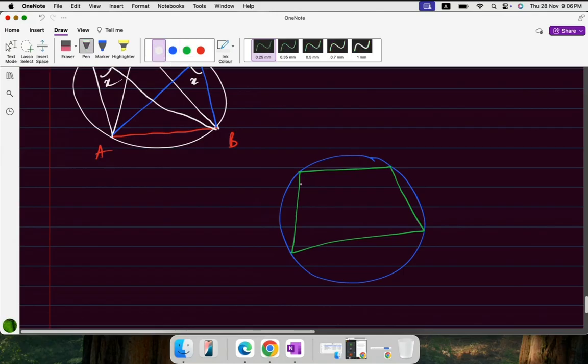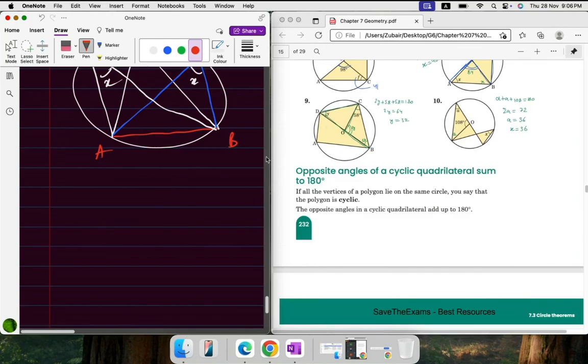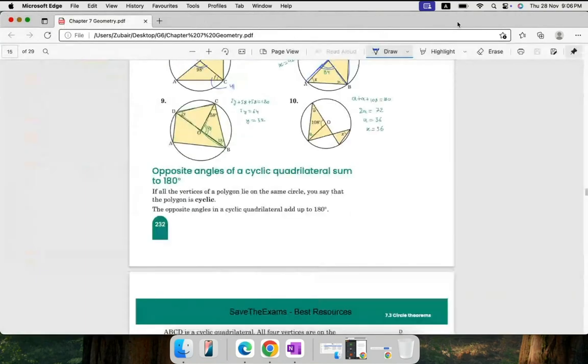So sum of opposite sides, for example, if this is x and this is y, x plus y will be equal to 180. And suppose this is p and this is q. So p plus q will be equal to 180 degrees. Opposite angles of cyclic quadrilateral are supplementary.